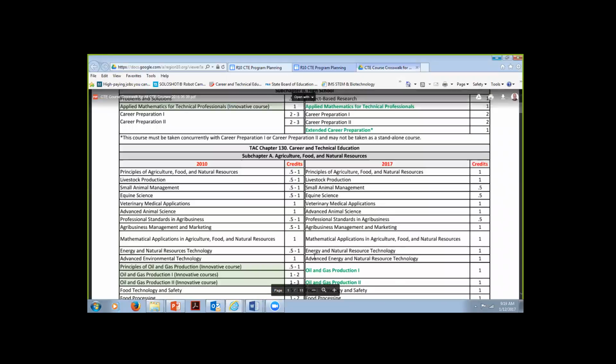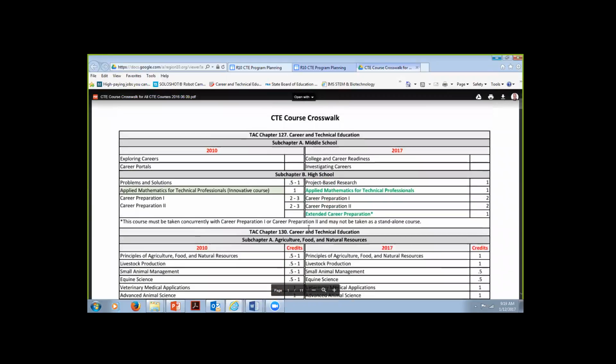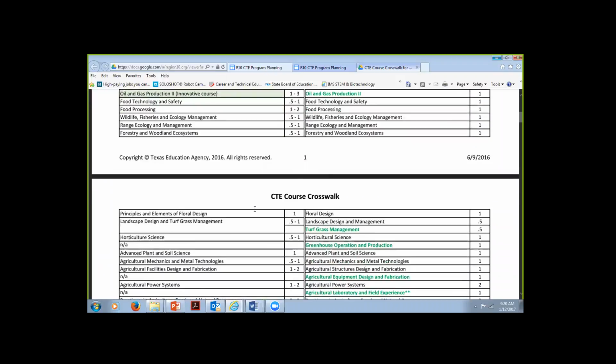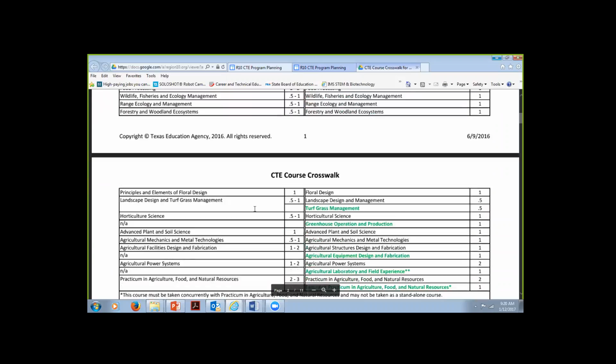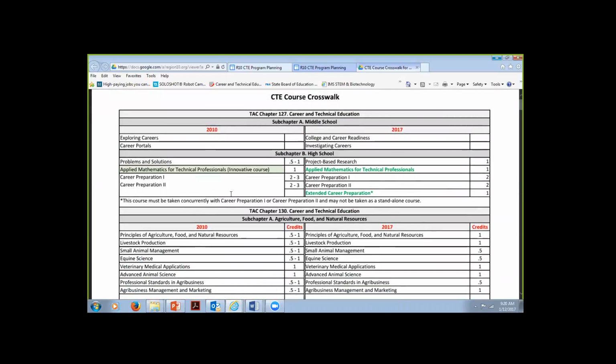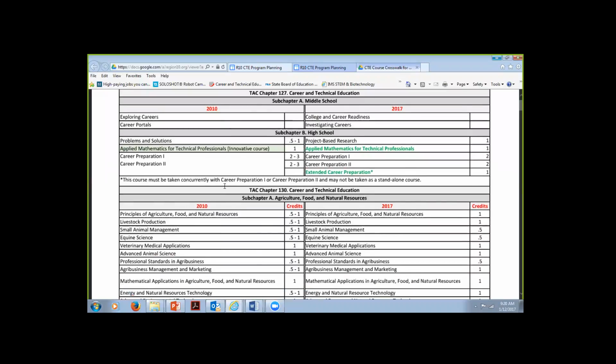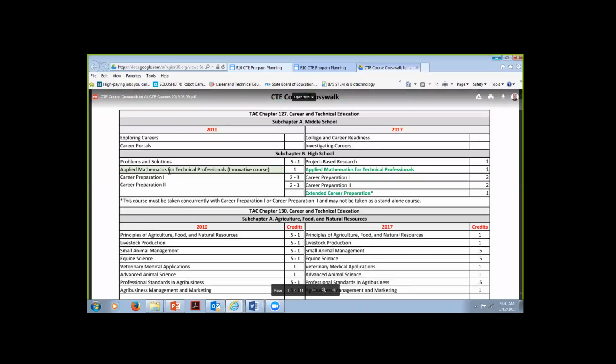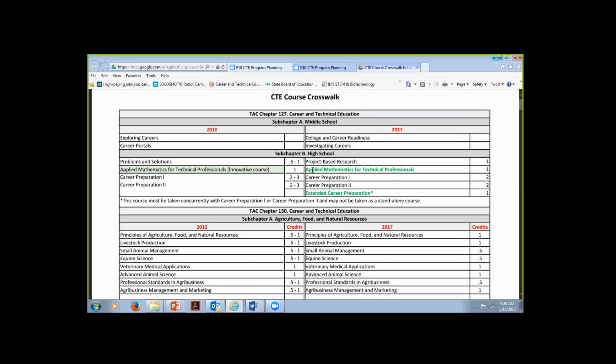There we go. So the course crosswalk currently shows all of the current classes in CTE that we're teaching, and it also shows what they'll look like next year. If you see a change in the color of the class lettering, that indicates a definitive change. An example being, Applied Mathematics for Technical Professionals was an innovative course. It has now been adopted by TEA, and Applied Mathematics for Technical Professionals will become an actual TEA course.